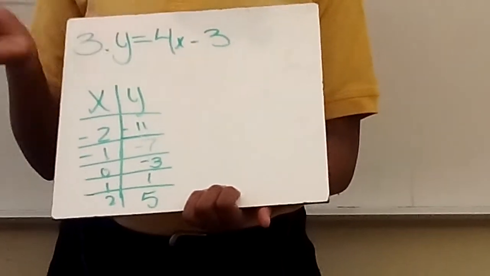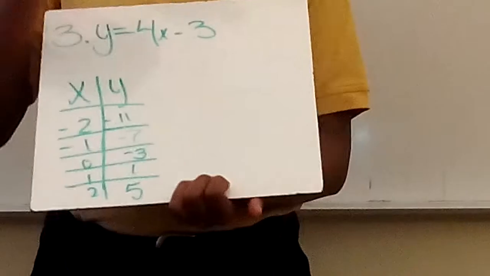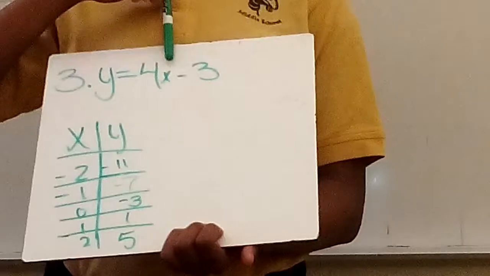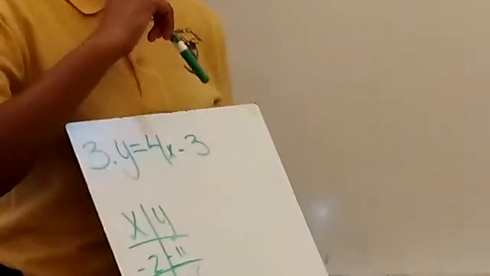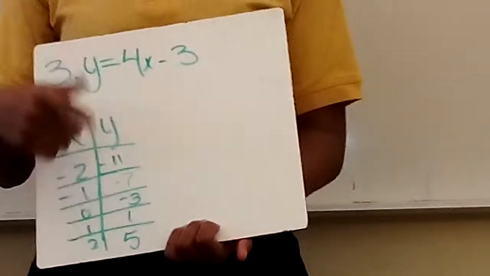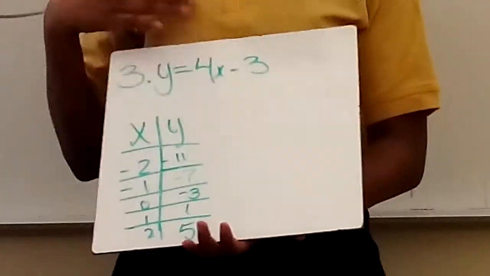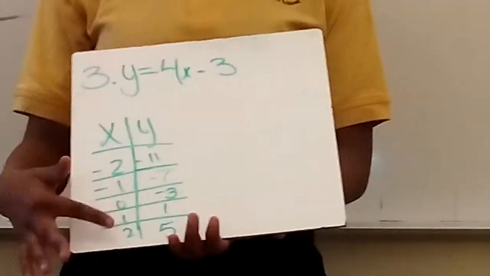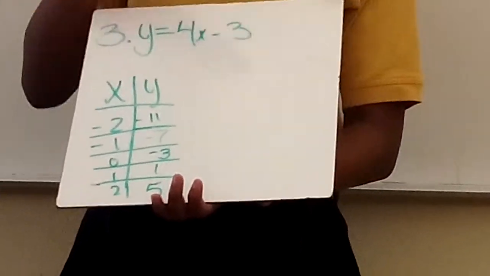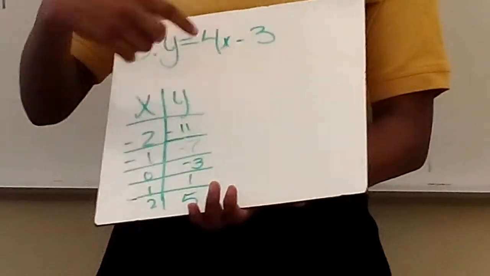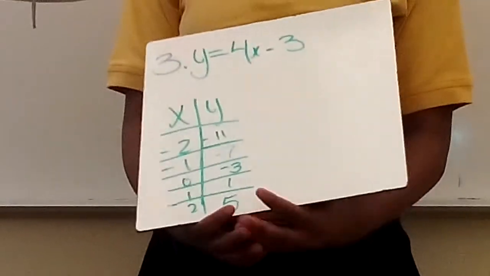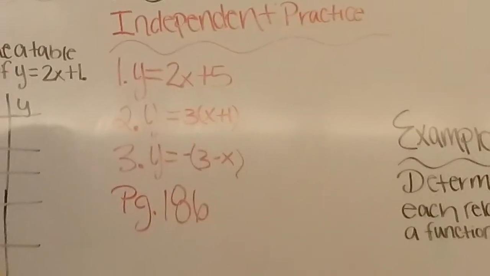4 times 0, subtract 3 will give you -3, and then 4 times 1, subtract 3 will give you 1, and then 4 times 2, subtract 3 will give you 5, and that's it for the guided practice.